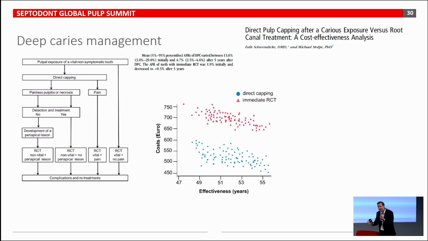It's slightly better if you look at the mean values, but also much more expensive. So at the end, this is now a case where I would say, well, it still favors the direct pulp capping, but it's not as clear-cut any longer when it comes to the decision-making as it was for the decision between the different excavation strategies.